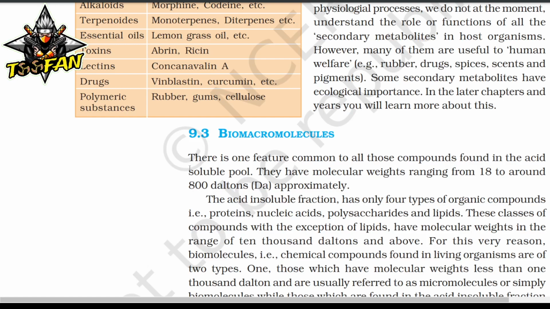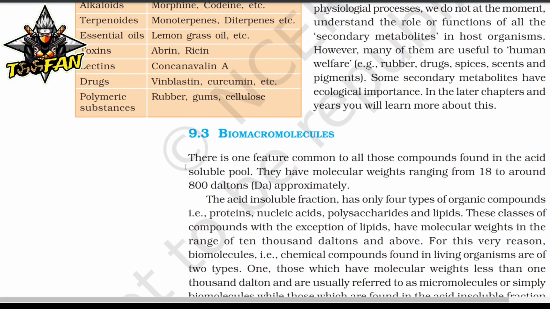Biomacromolecules. There is one feature common to all those compounds found in the acid-soluble pool. They have molecular weight ranging from 18 to around 800 Dalton approximately. The acid-insoluble fraction has only four types of organic compounds, that is protein, nucleic acid, polysaccharides and lipids. These classes of compounds, with the exception of lipids, have molecular weight in the range of 10,000 Dalton and above.